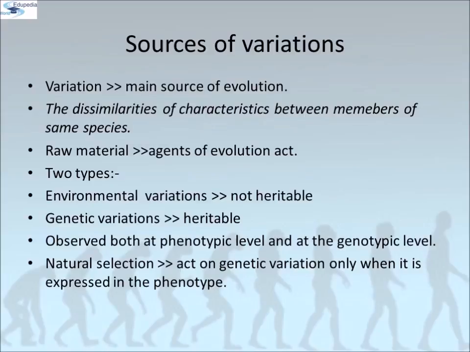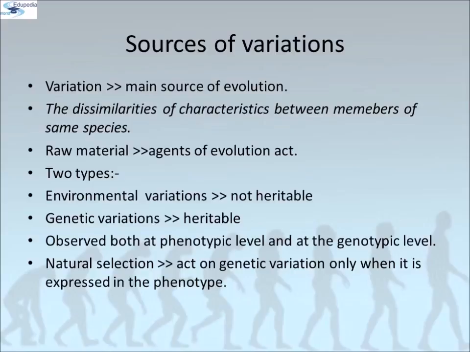Variations are of two types. There are environmental variations and genetic variations. Environmental variations are not heritable. These are somatic variations brought about in the body during a lifetime, such as adjustment of an organism to environmental factors like cold, light, etc. Genetic variations are heritable as they occur in the genes.